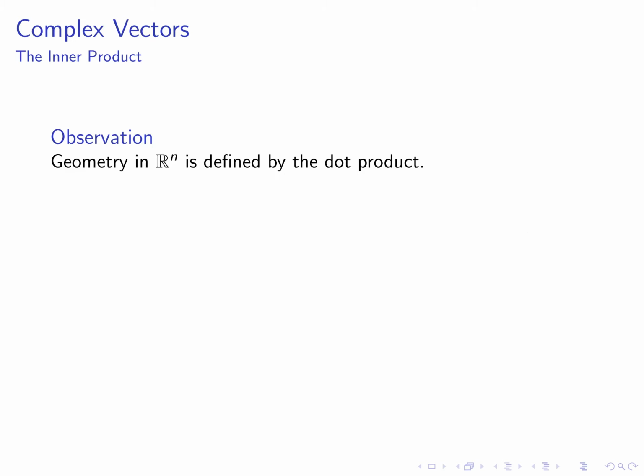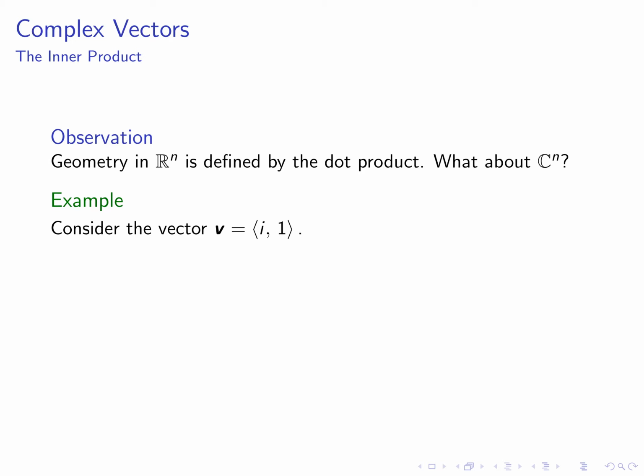Now, the important tool that allowed us to do geometry in Rn was the dot product. So geometry in real space is defined by the dot product. It's natural now to ask, well, what about complex space? So how do we do geometry in C to the n? Let's look at an example to illustrate that we might need to rethink our theory. Think about the vector i, 1.